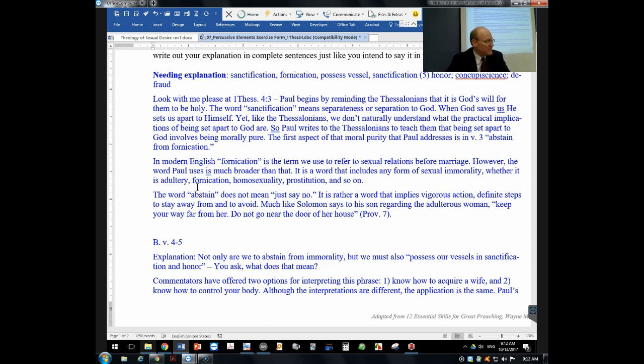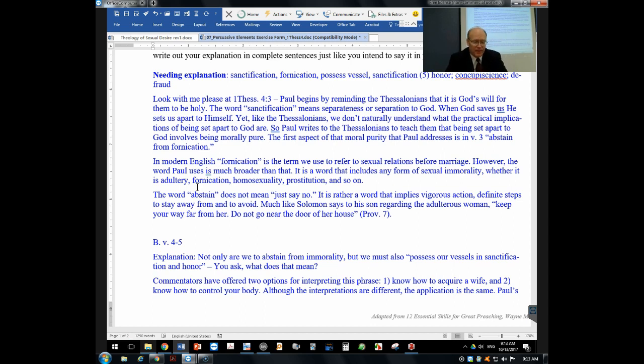Now, the word abstain sounds like you're just to say no. Just say no to sex, or something along that line. But this word actually implies vigorous action, definite steps to stay away from and to avoid immorality. It's much like Solomon, who says to his son regarding the adulterous woman, keep your way far from her. Do not go near the door of her house. There's no chance you're going to be in the house with her alone if you're not near the door of her house. You're guarding yourself from immorality.